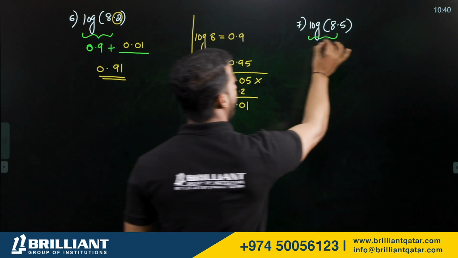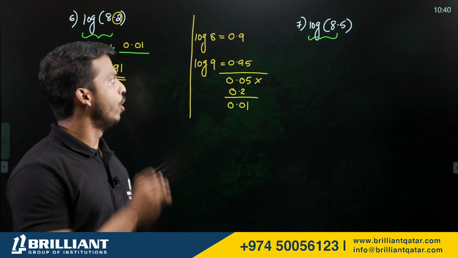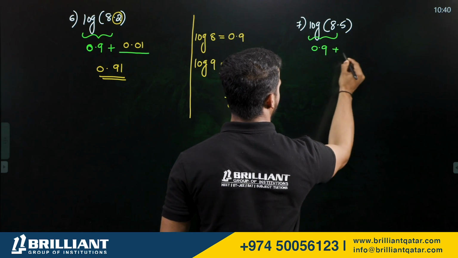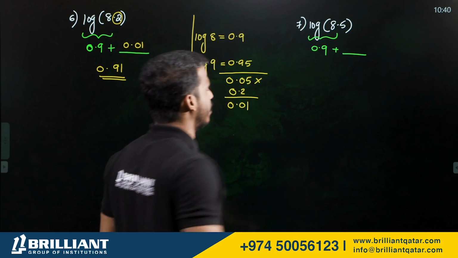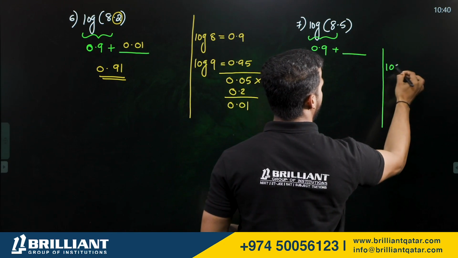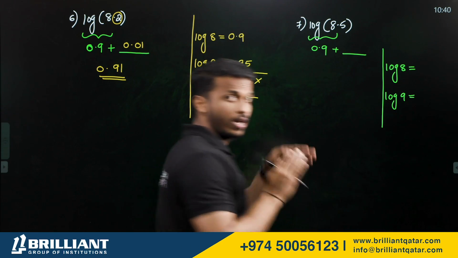Okay, log 8.5, before decimal value is 8, correct or not? Log 8 is equal to 0.9 plus I need a value here. In order to get this value, what is the procedure we are doing, dear student? All of you cross check it. Log 8.5 is in between log 8 and log 9. Just one digit difference altogether.